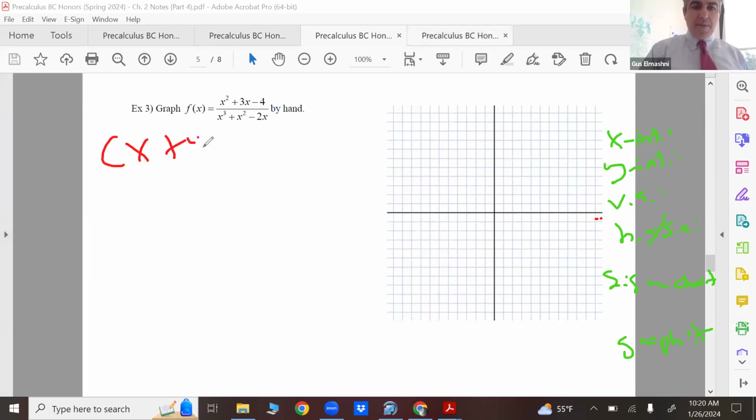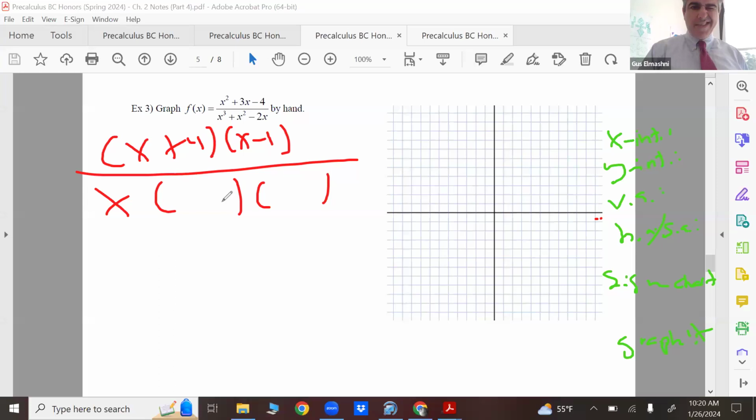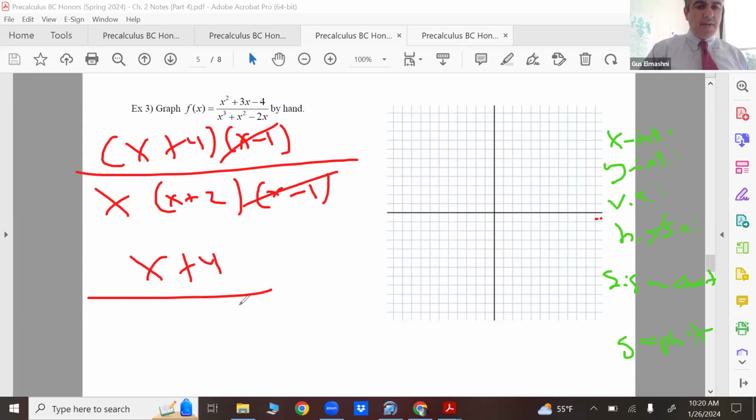So you guys should be pretty adept with factoring by this point, right? Factor on x. What's that going to be? X plus 2, x minus 1. And the x minus 1's cross off. So you got this now, right? So there is a hole.